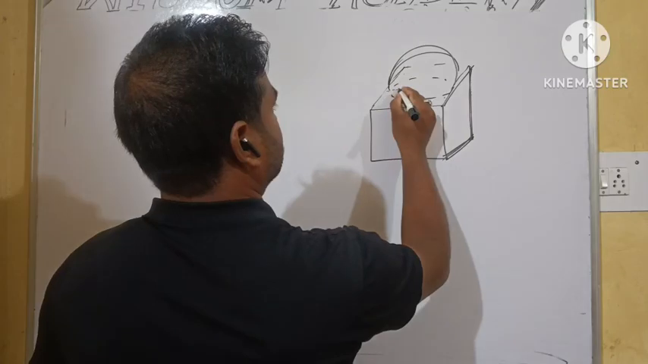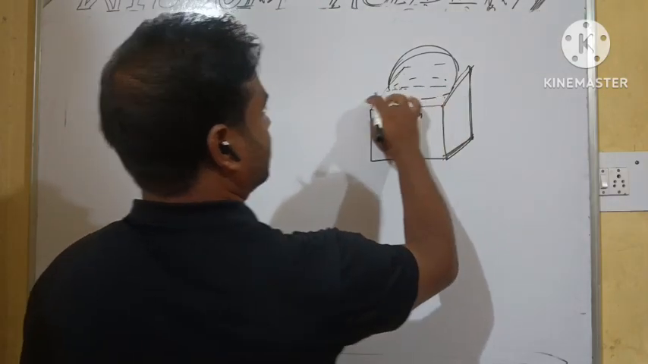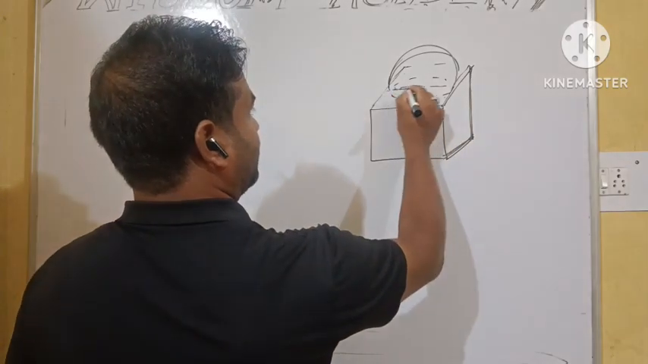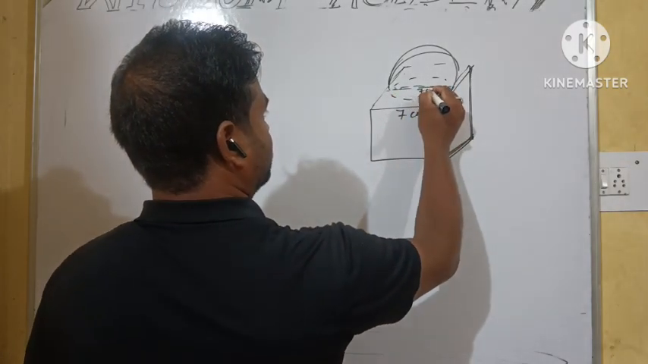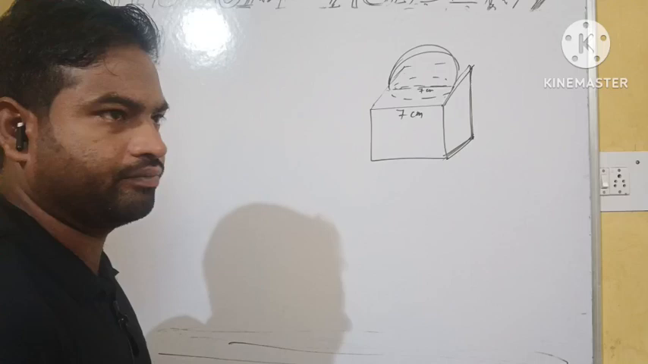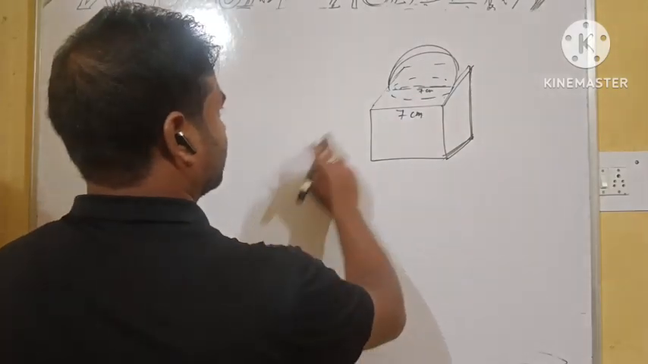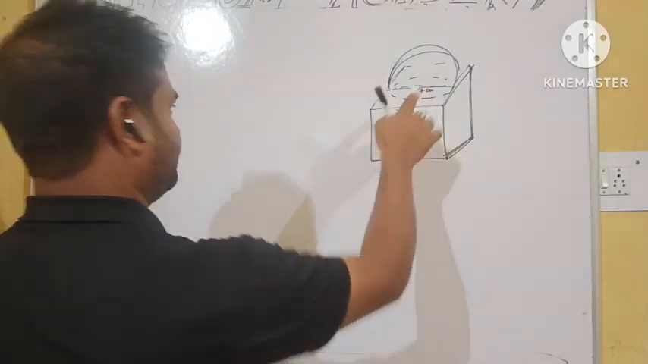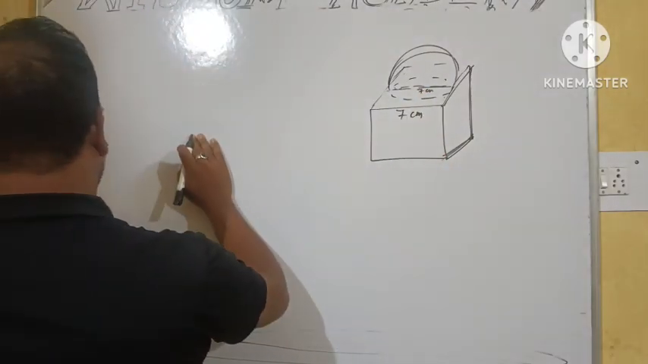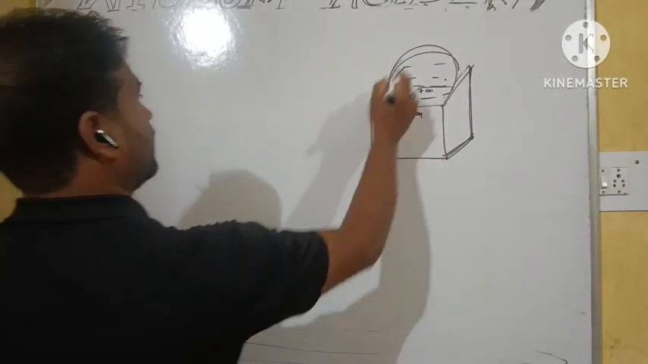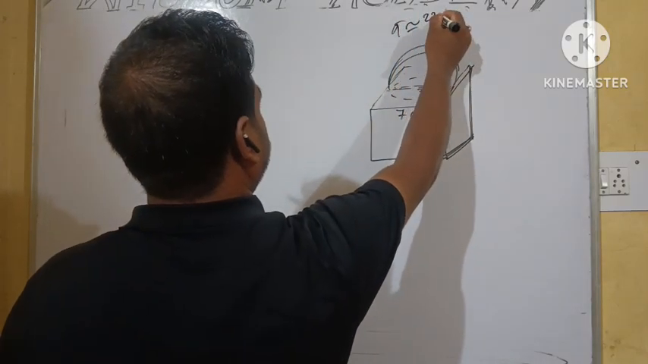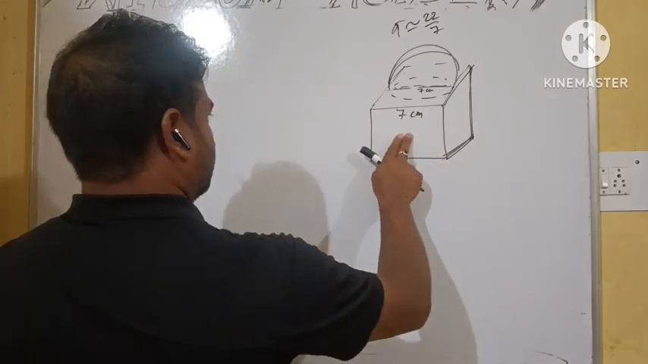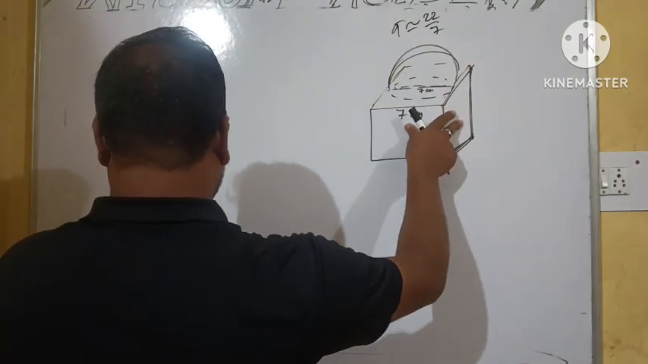If the hemisphere is surmounted on the cube, then the diameter of the hemisphere will be 7 cm. Right now, what is the greatest diameter of the hemisphere? 7 cm. What is given? Using pi as 22/7. We have to find the total surface area of this solid.